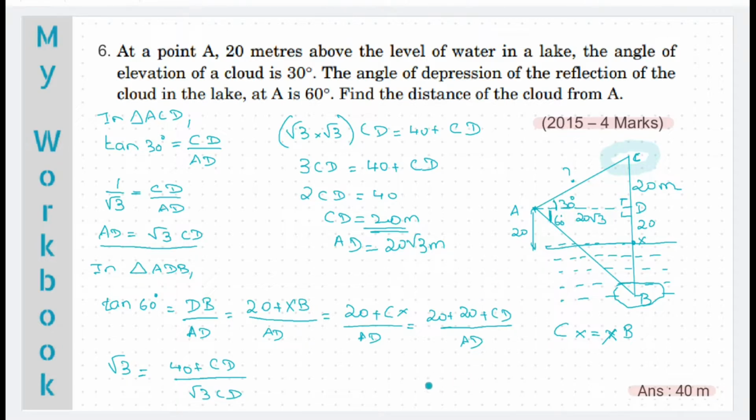So if we take sine of 30 degrees, it is given by opposite side CD divided by AC, which implies AC equal to CD by sine 30 degrees, where CD is 20 divided by sine 30, which is half. So it will give you AC as 40 meters. So the answer is 40 meters. The cloud is 40 meters away from point A.